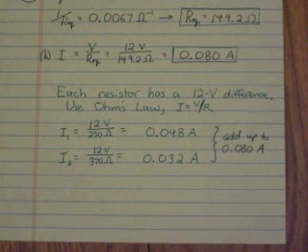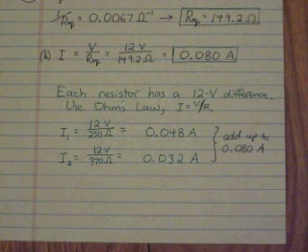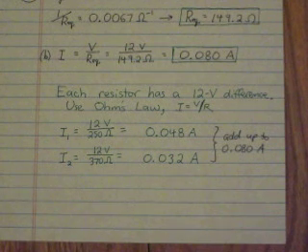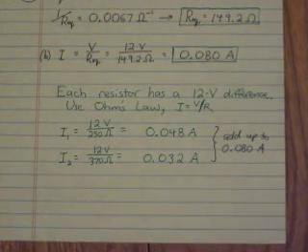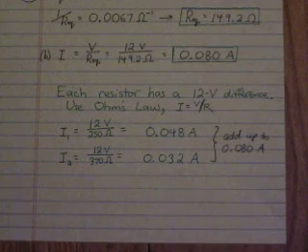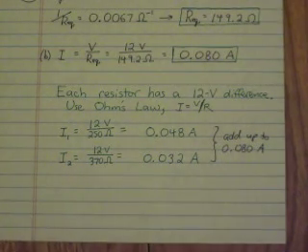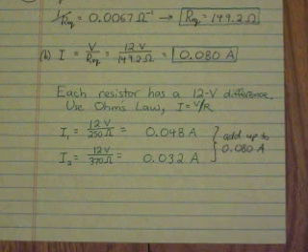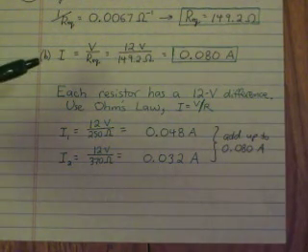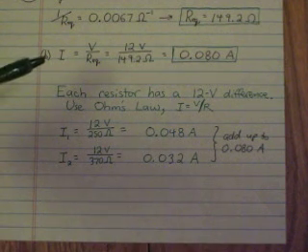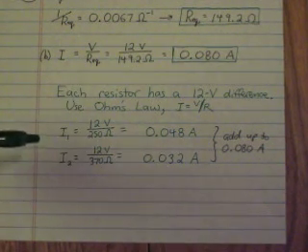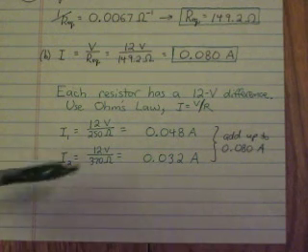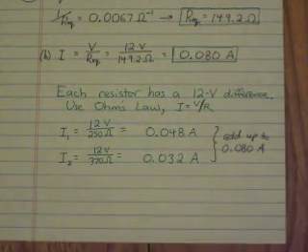Each resistor in this setup has the 12 volt difference across it, so we use Ohm's law to find the current through each resistor. In the first case it's 12 volts over 250 ohms, and in the second case it's 12 volts over 370 ohms. You get 0.048 and 0.032, and notice that the original current that we found in part B, 0.08 amperes through the battery, is divided up between these resistors. The higher resistance got less current through it, but they both add up to 0.08.